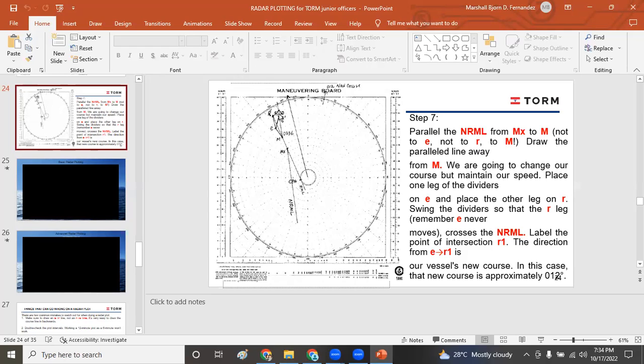So remember, E to R is your own course and speed. Do you remember? This point, E to R, is your own course and speed. Now, you have to determine your new course and speed. That will be the E to R1. What is the R1? It is where it intersects, gentlemen, this one. Where does it intersect? Let me enlarge.